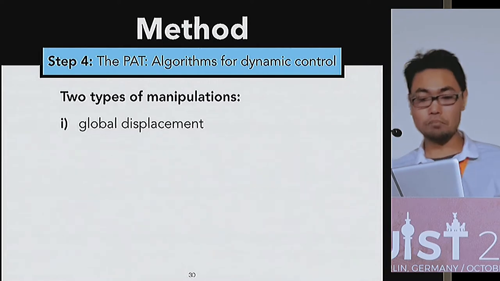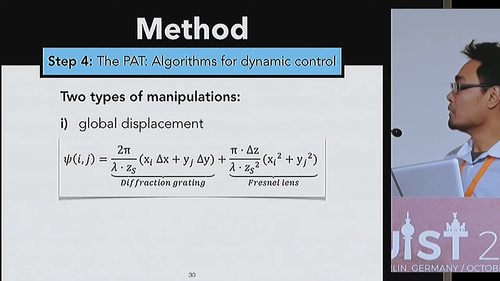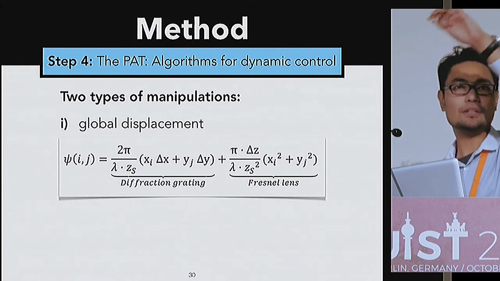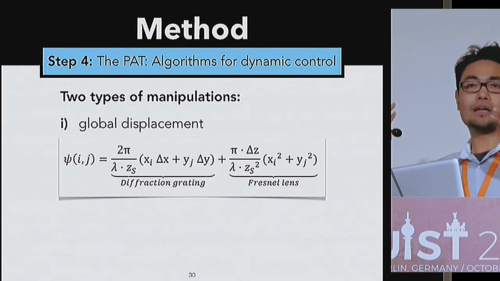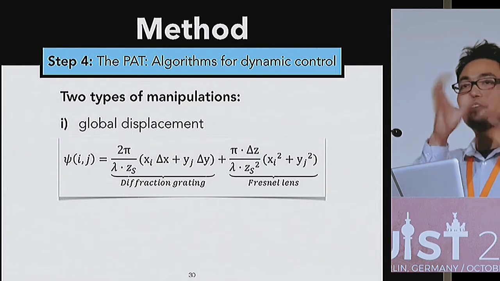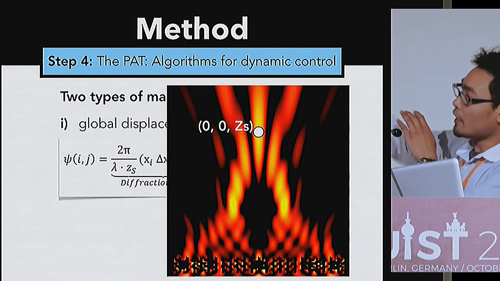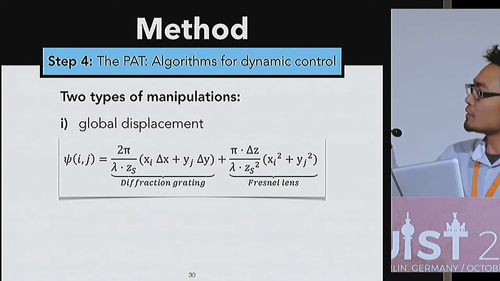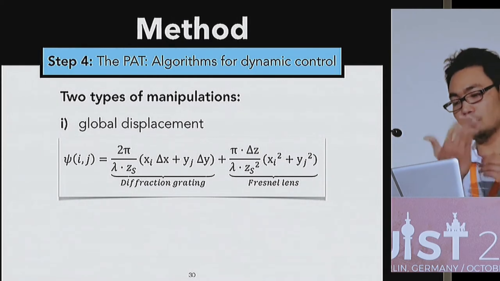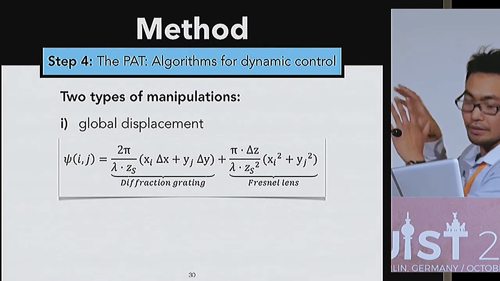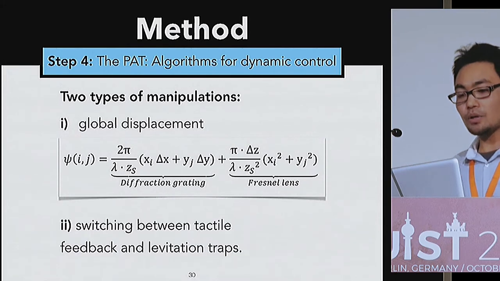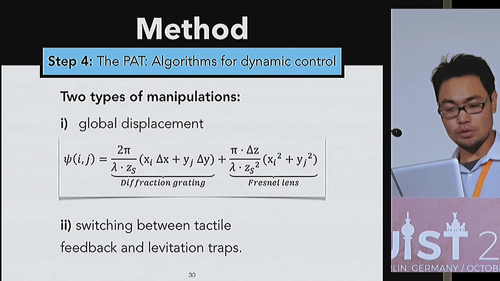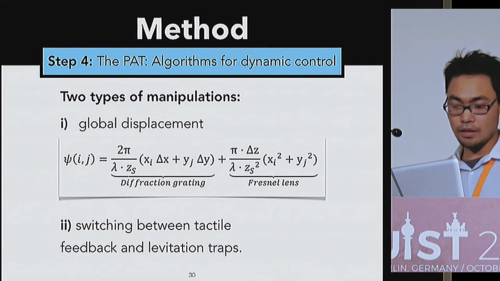So how do we do this? We actually borrow from optical tweezers. What optical tweezers provide is that if you have a point, you can trap it and then move it in three-dimensional space. But they didn't provide how you are going to modify the field. So what we do is we find a point, let's say this point. By having this point, we can now introduce a delta X and delta Y, so the diffraction grating will tilt it to the left, right, or backward, or forward, and the delta Z, the increment in Z, will be the term to move it up and down. We also introduce the switching between tactile feedback and levitation trap. So for those who want to use it for levitation, you can use it with our method.